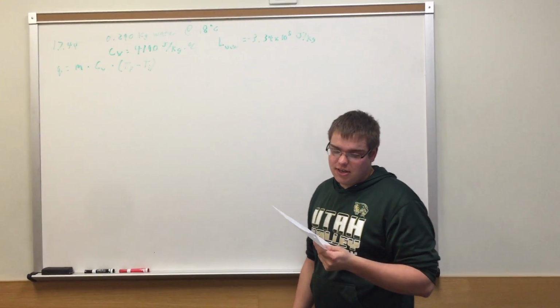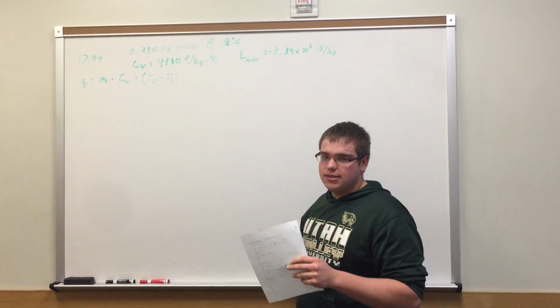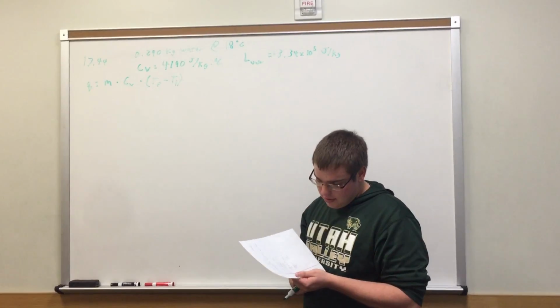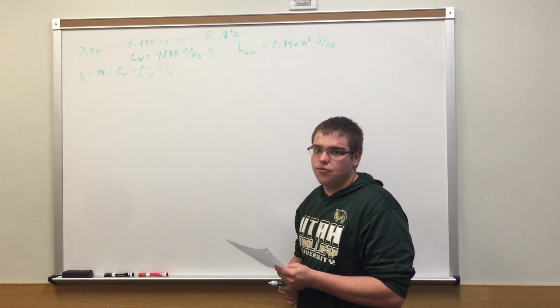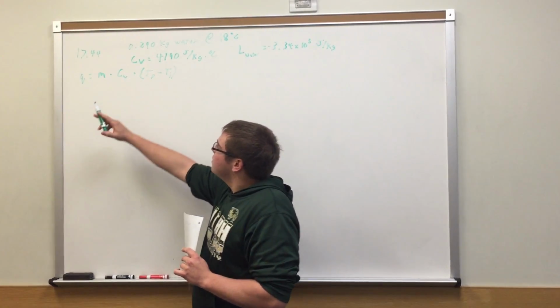So we're doing problem 17.44. In this one, what we're given is 0.29 kilograms of water at 18 degrees Celsius, and we're trying to find the amount of energy it takes to freeze it into ice. To do that, we're going to start using this equation here.